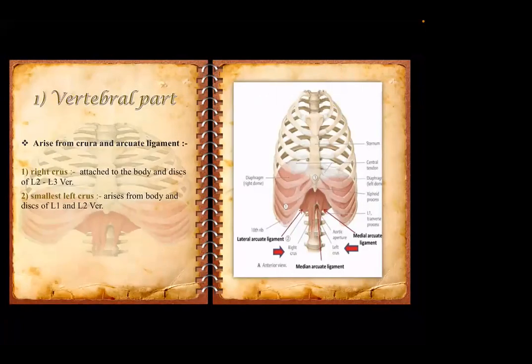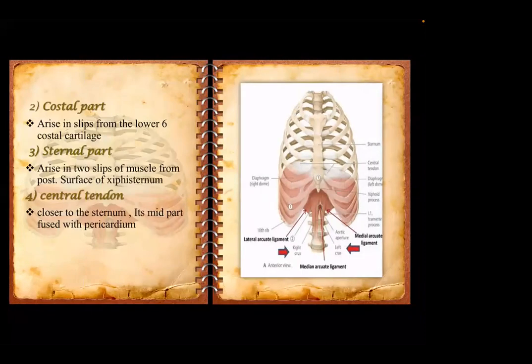First part is the vertebral part. Vertebral origin: arises from crura and arcuate ligament. The right crus attaches to the body and disc of L2 to L3 vertebrae, and the smaller left crus arises from the body and discs of L1 and L2 vertebrae.